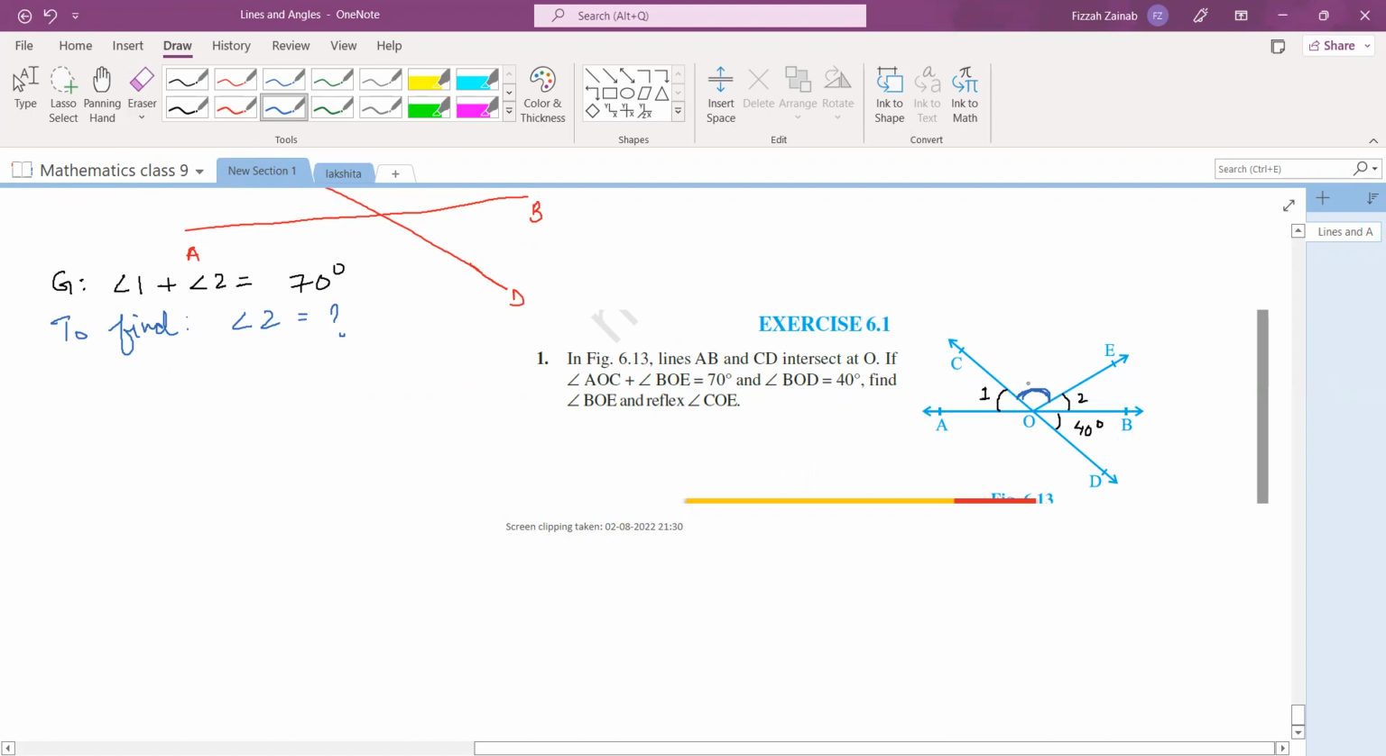Okay, so see, angle 1 I can see very clearly in the figure. How much is angle 1? If you look at the figure.